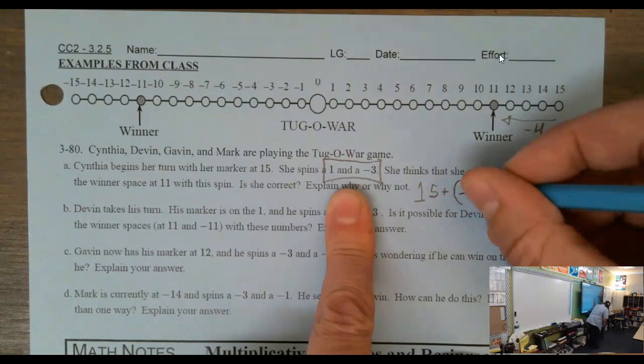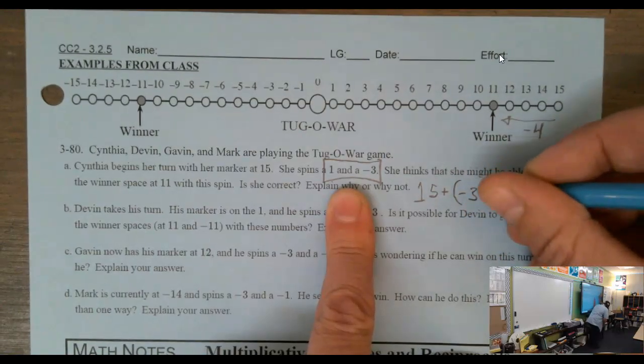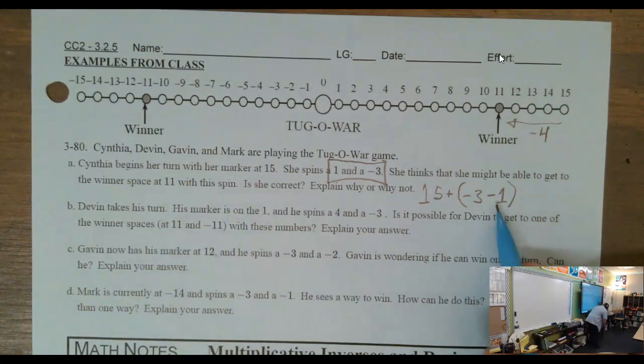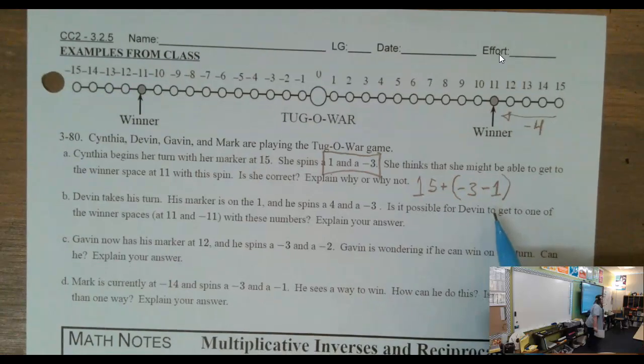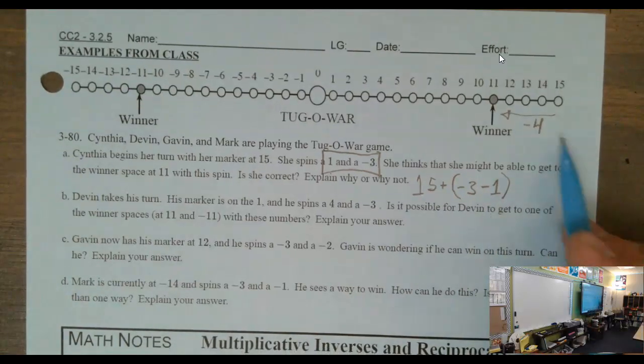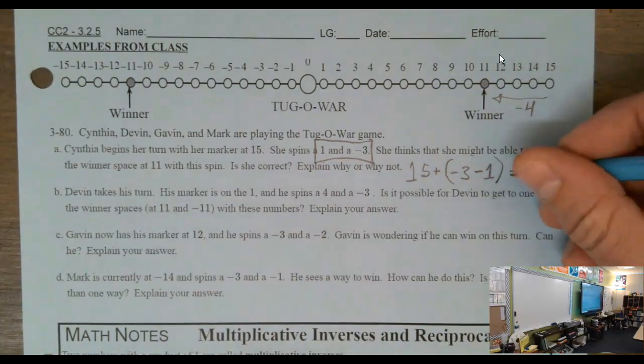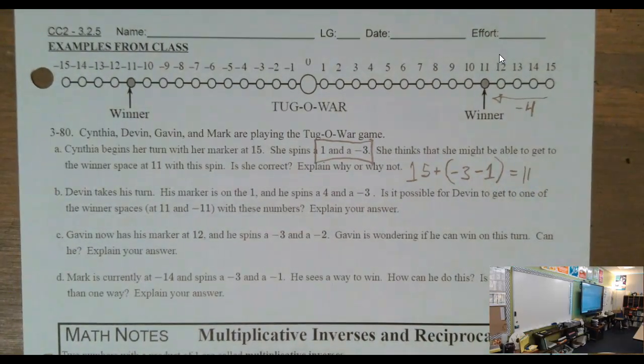So wait, you said do -3 minus the 1. Oh! Guys, what's -3 minus 1? And Soul figured out we need -4 to win. Boom, she wins. Winner, winner, chicken dinner.